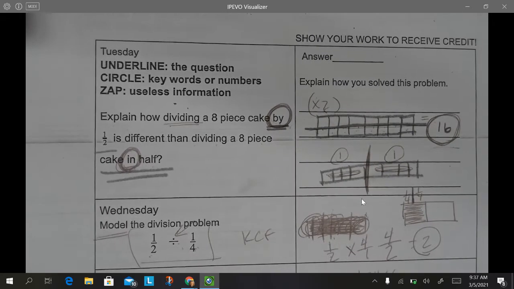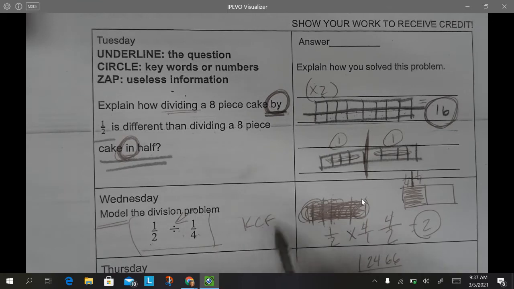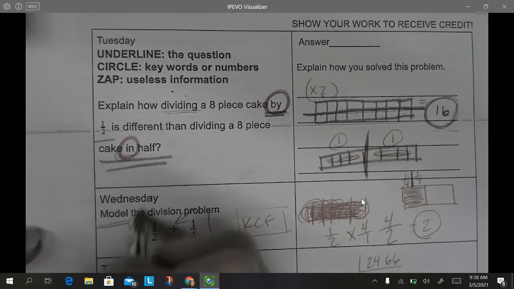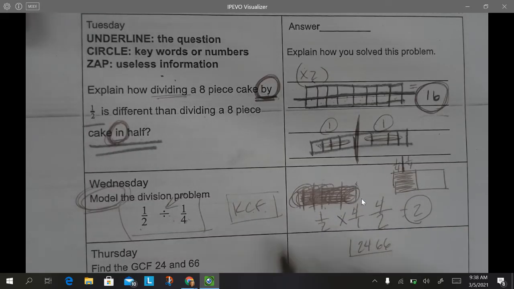All right, here's Wednesday. It says model the division problem. I also put over here keep, change, flip, because that's another way to solve it. So I'll do both ways for you. But obviously, if they say model, you do want a picture. Model means picture. Let's start with this one first.